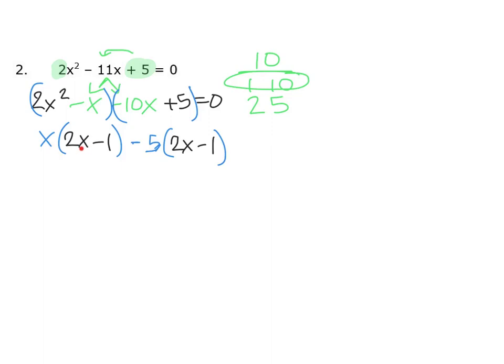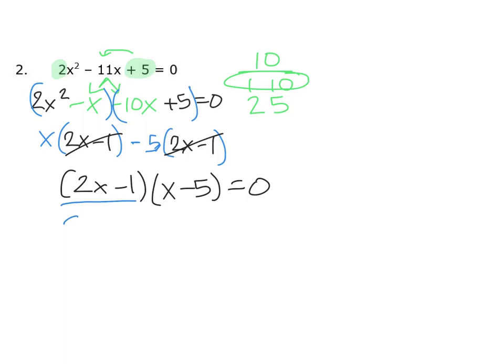Once again, you want to double check. Inside parentheses should always be the same. Since they are the same, we're on the right track. I'm going to go ahead and rewrite that 2x minus 1. Those are gone. And then I have my x minus 5. This is still equal to 0, which means our next step is going to be to take each binomial, starting with 2x minus 1, set it equal to 0.